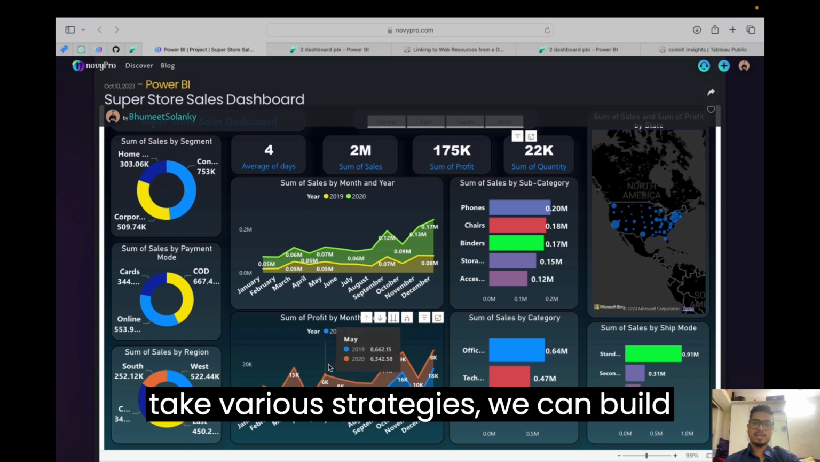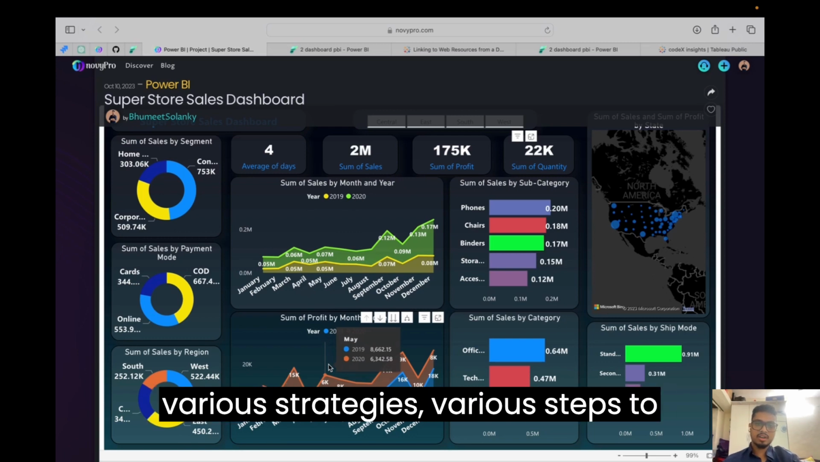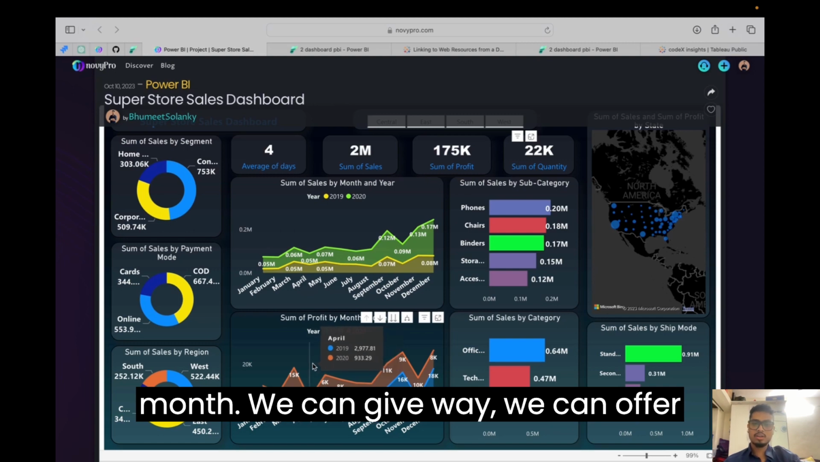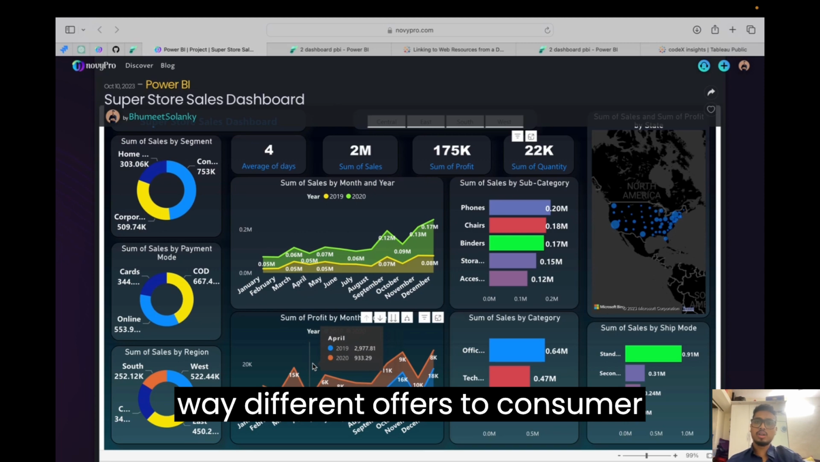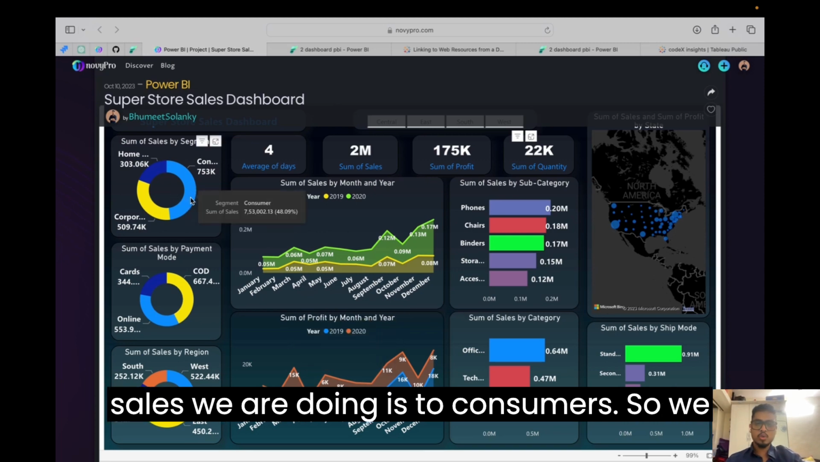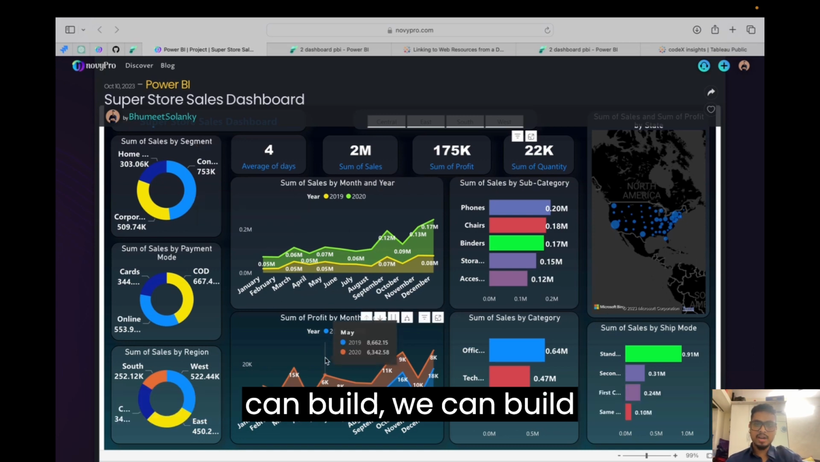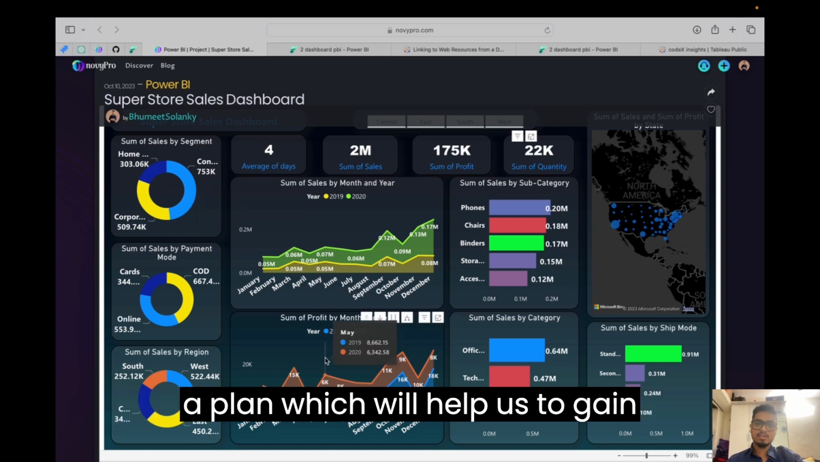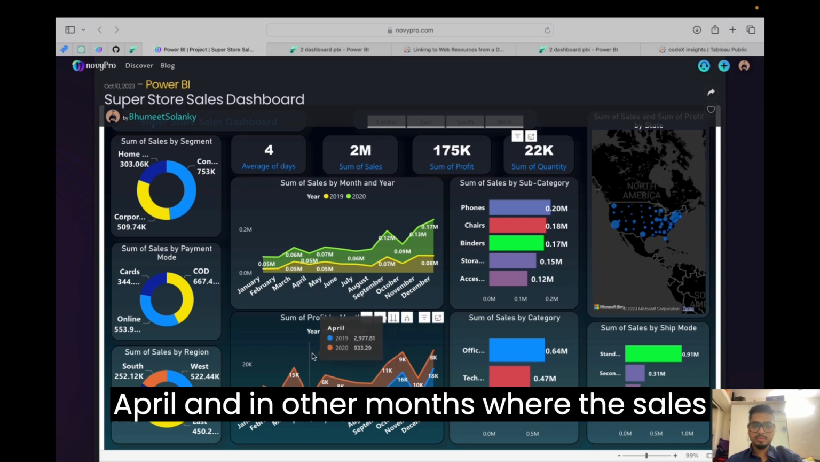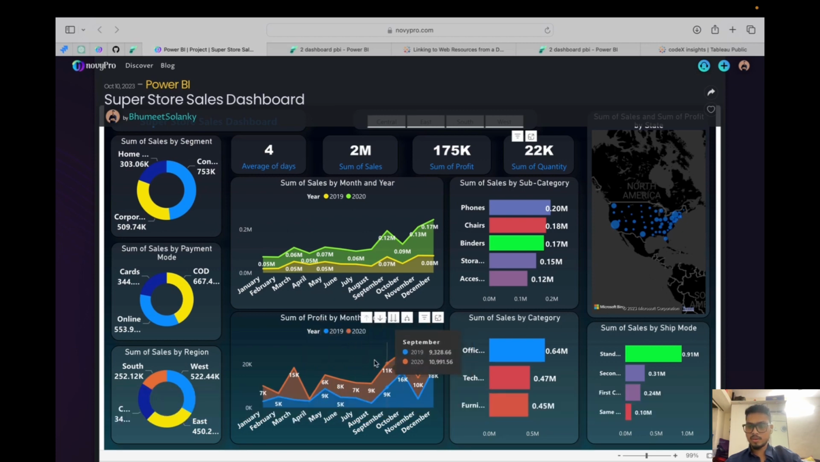So with the help of this, we can build various strategies, various steps to increase the revenue in this particular month. We can offer different offers to consumers, as we can see that the highest number of sales we are doing is to consumers. So we can build a plan which will help us to gain more profit, more sales in the month of April and in other months where the sales are down.